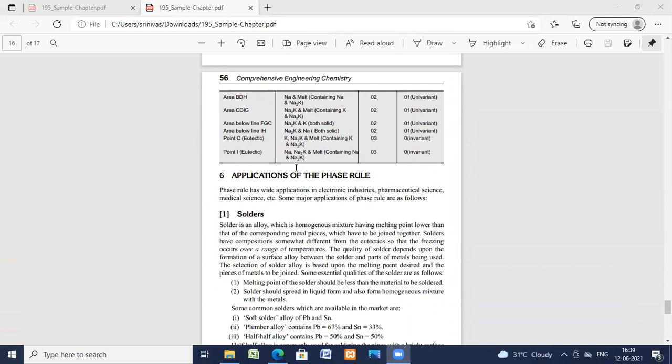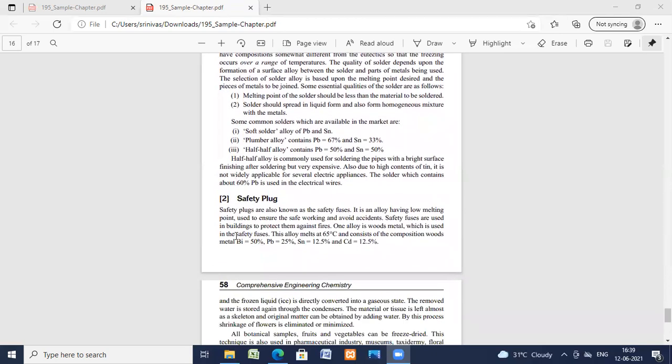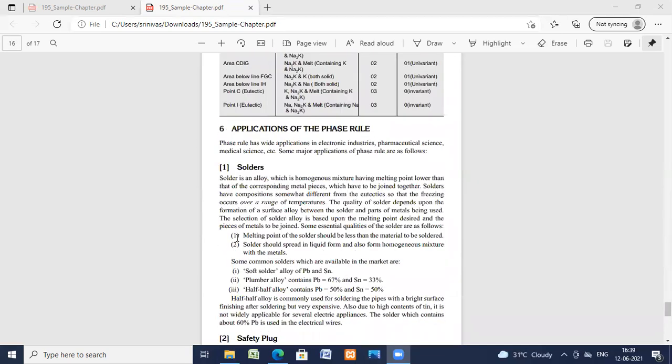Now this is a complete explanation for the incongruent melting system, taking the example of sodium potassium. The same can be explained for the sodium chloride and water system also. What are the applications of this phase rule? It has wide applications in electronic industries, pharmaceutical science, medical sciences, and the major applications you can see here: soldering, safety plug.